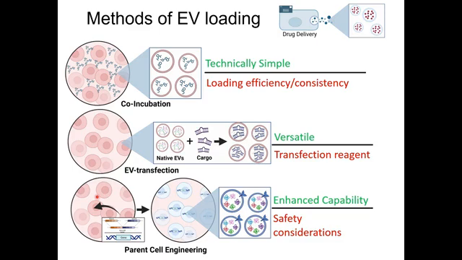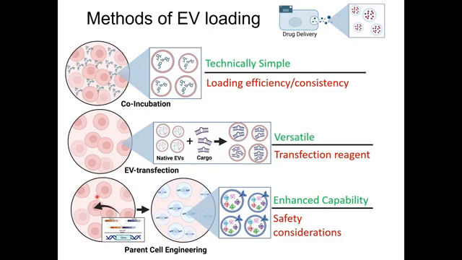The second approach is through EV transfection. So you take EVs that are already purified, and then you use some sort of transfection reagent to shuttle the drug product into the EVs. Of course, that introduces several different challenges, including any toxicity that might be associated with the transfection reagent in the first place. If you remember, one of the advantages of EVs is that they're biomaterials and they don't necessarily carry the same toxic profile as something like lipofectamine, which is significantly more toxic in vivo.